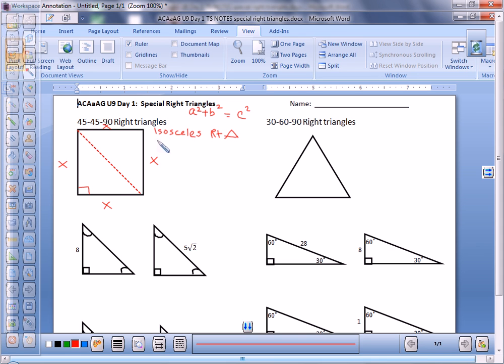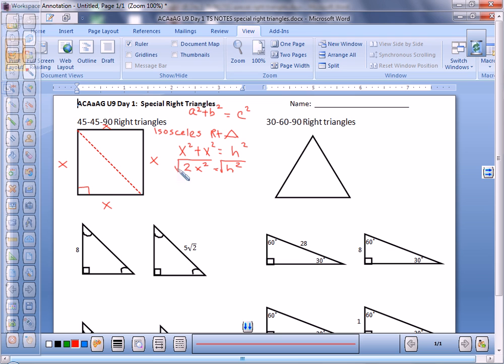So, here are my two legs, x and x. So I'm going to say x squared plus x squared equals the hypotenuse squared. Can I call it h? Okay, we'll call it h for hypotenuse. All right. So x squared plus x squared is how many? There are two of them, aren't there? And if I wanted to solve for the hypotenuse, what would I need to do at this point? Take the square root.